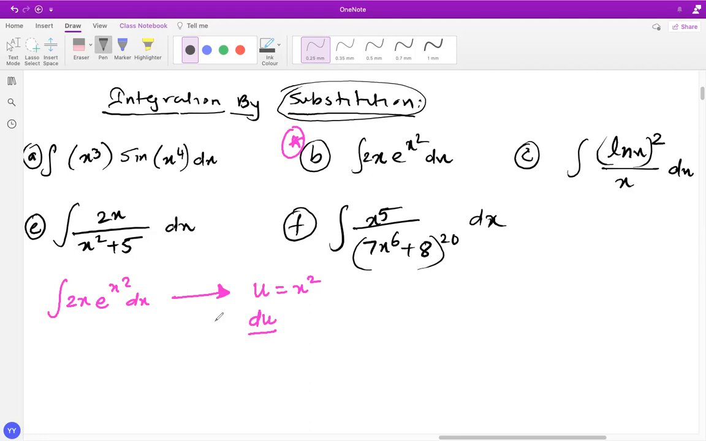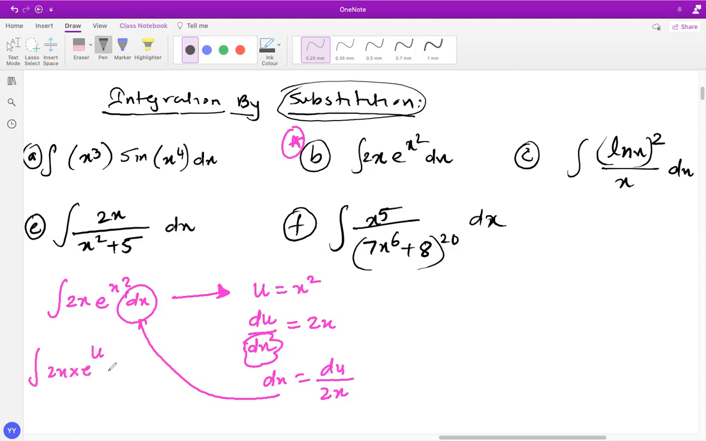You're going to replace this dx in terms of du. You differentiate this: du by dx is 2x. Now you can make dx the subject, so I get dx equals du over 2x, and I can replace it here. So let's see what we get. 2x times e to the power u times du over 2x. As a result, the 2x cancels, so we get the integration of e to the power u du. The integration of e to the power u is nothing but e to the power u itself plus c. So the final answer is e to the power x squared plus c.